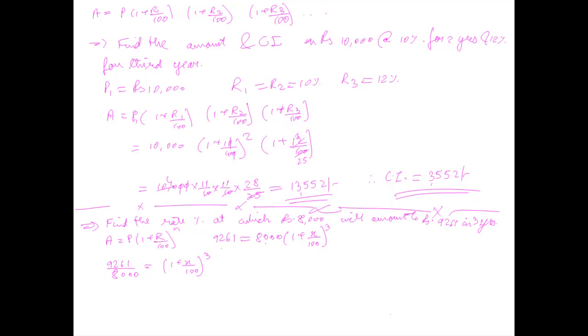And children, now we cube root both sides. That's cube rooting, we get 21 by 20 is equal to 1 plus x upon 100. Bring the 1 here. We get 1 by 20 is equal to x upon 100. Cancels with this 5 times. So the rate is equal to 5%. So at the rate of 5% per annum, children, 8,000 will amount to 9261 in 3 years.